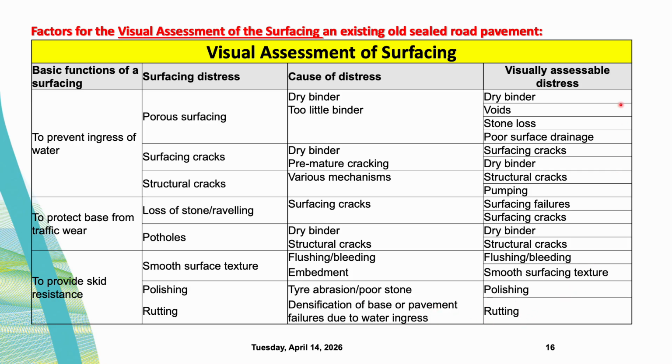So for visual assessment, one can set up a table like this for yourself and then walk the road and do the inspections and classify your surface distress into different classes to get a better engineering understanding of the mechanisms of the surfacing.